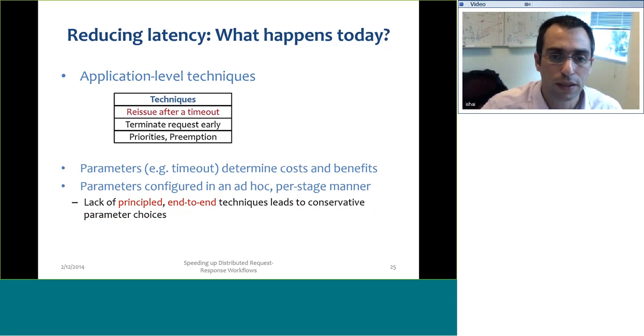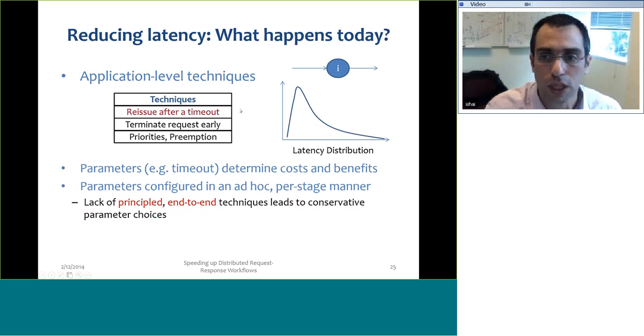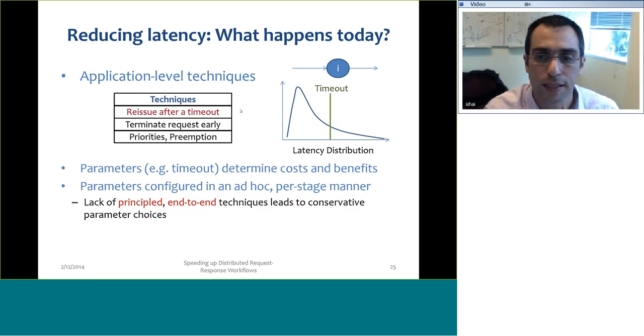So the first technique is that you have a given stage, let's call it stage I, part of the workflow, and it has some latency distribution, and I could decide to reissue the request to this particular stage. I can ask this stage to process the part of the input again, and let's assume that the latency of the second copy is drawn from the same distribution. If I'm seeing a latency of this particular stage that is above the timeout, I'm reissuing the request, asking it to be processed again.